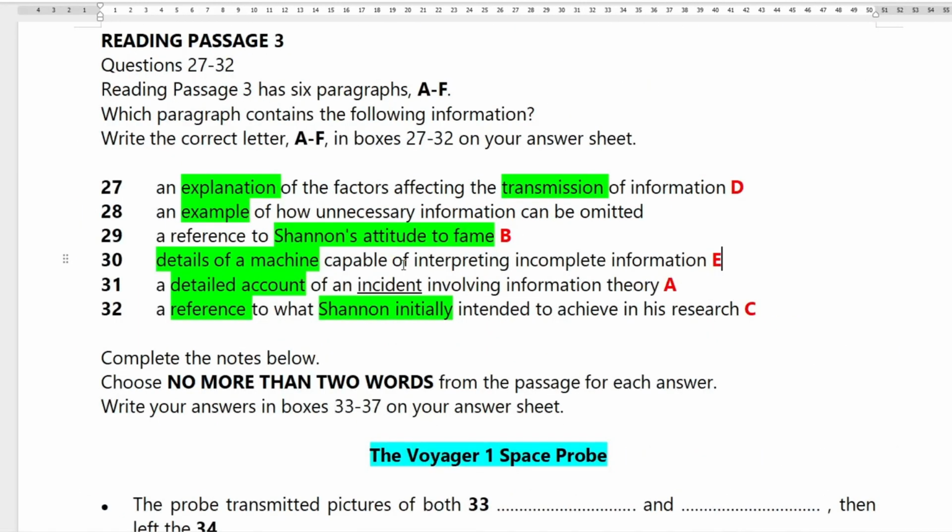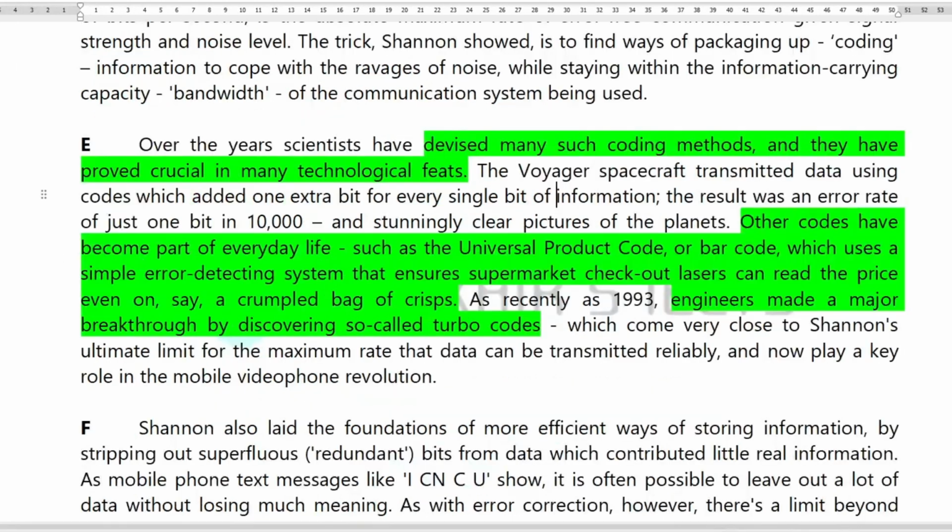So, details of a machine capable of interpreting incomplete information, which added one extra bit for every single bit of information. The result was an error rate of just one bit in 10,000. Okay, so there we go. The word is: which added one extra bit for every single bit of information. The result was an error rate of just one bit in 10,000, and suddenly clear pictures of the planets.